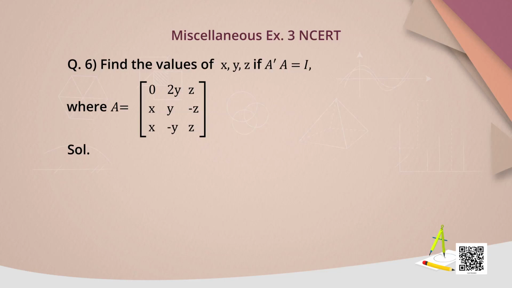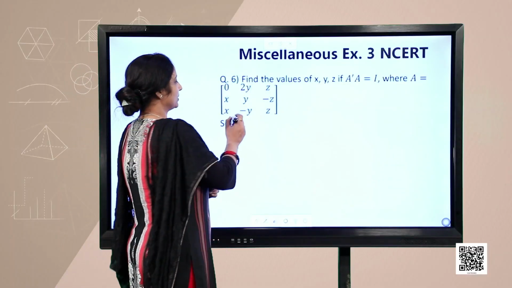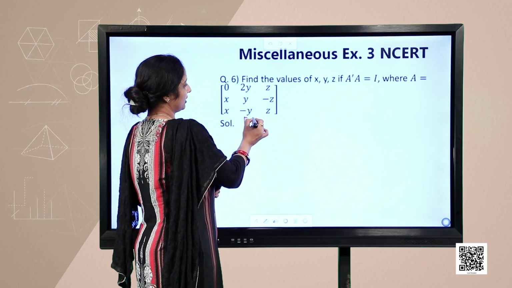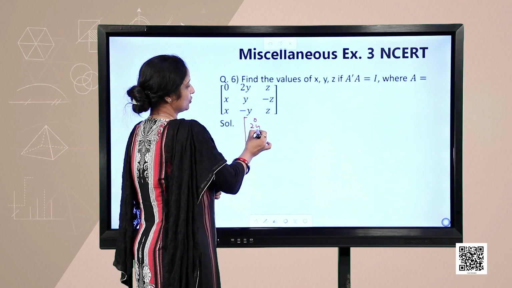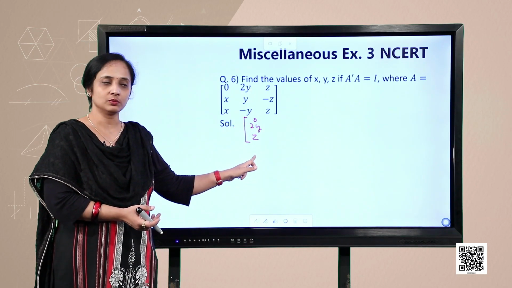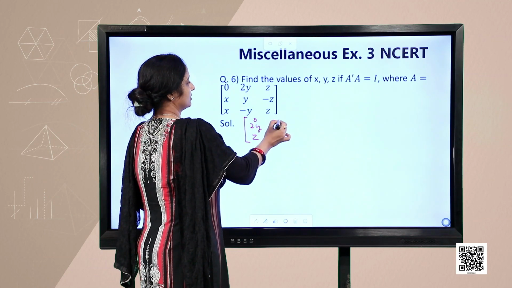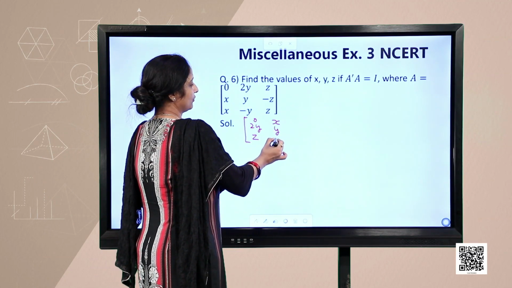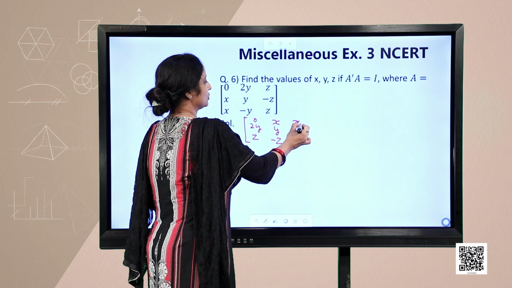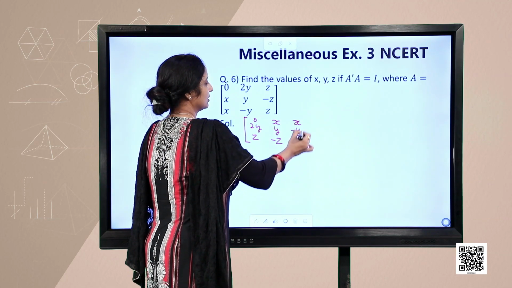Now you're supposed to find out the values of x, y, z, the unknowns, if you are given A transpose A is equal to identity matrix. This question is from the miscellaneous exercise of NCERT. So you have to multiply these two matrices of third order. So I'm writing transpose of A here, 0, 2y, z. Our process is same. R1 has been made column 1. After that, R2 will be written as column 2. Then R3, that means row 3, will be written as column 3.